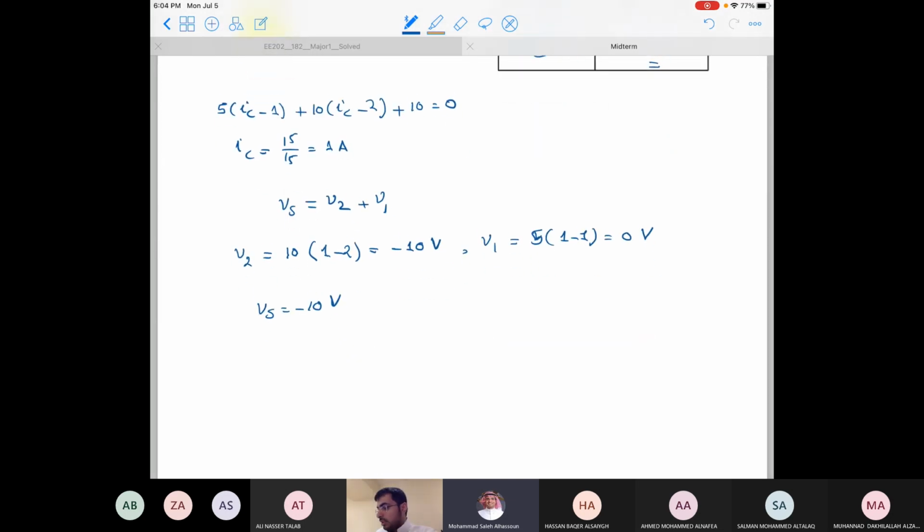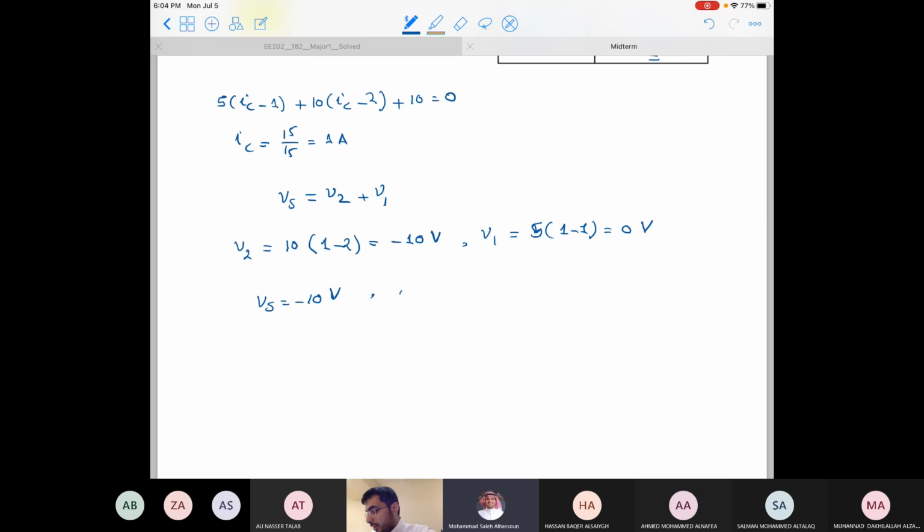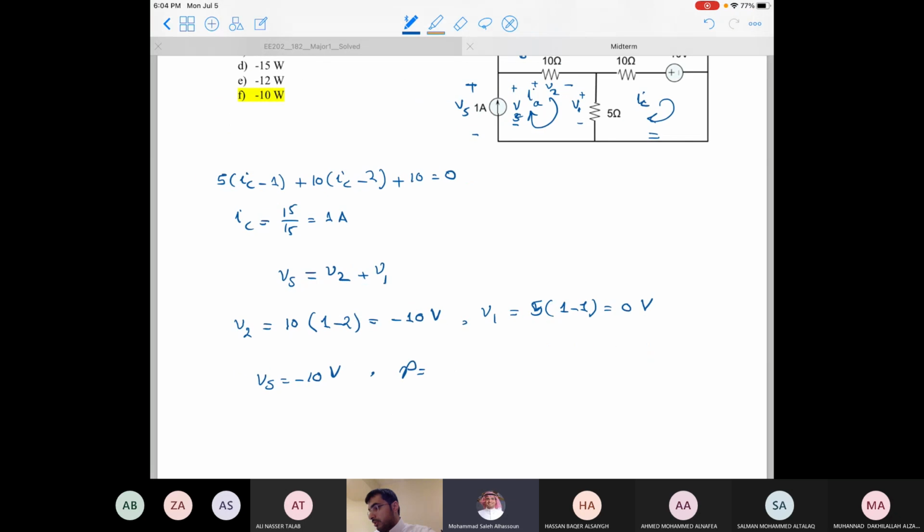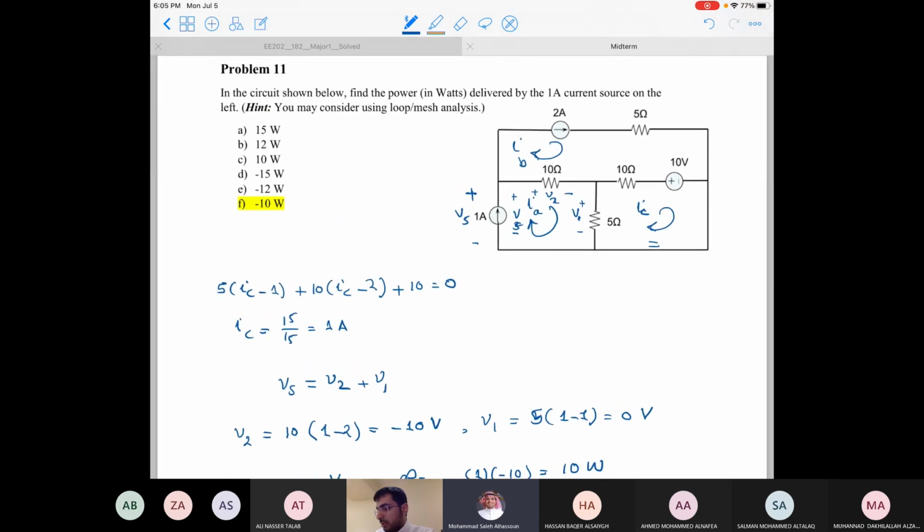Okay. So now let's find the power. Remember the polarity here, this is Vs. According to the passive sign convention, I should get negative 1 ampere multiplied by Vs, which is negative 10. In this case, I'm getting 10 watts. So what does it tell me here? It's actually absorbing power. So my assumption is incorrect. It's going to be negative 10.